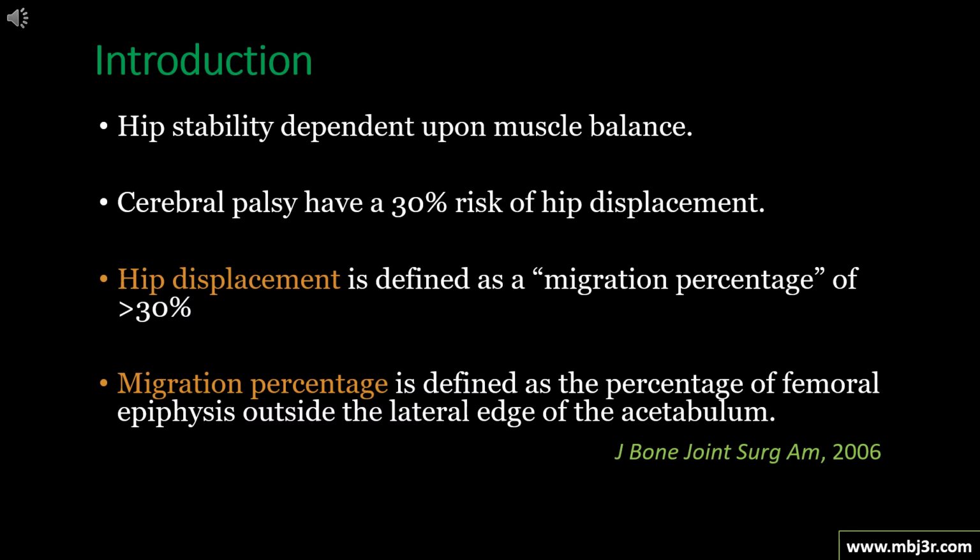And then what is hip displacement? Hip displacement is defined as a migration percentage of more than 30%. Then what is the migration percentage? Migration percentage is defined as the percentage of the femoral epiphysis outside the lateral edge of the acetabulum. Overall, it is the migration of the femoral epiphysis outside the acetabular edge.